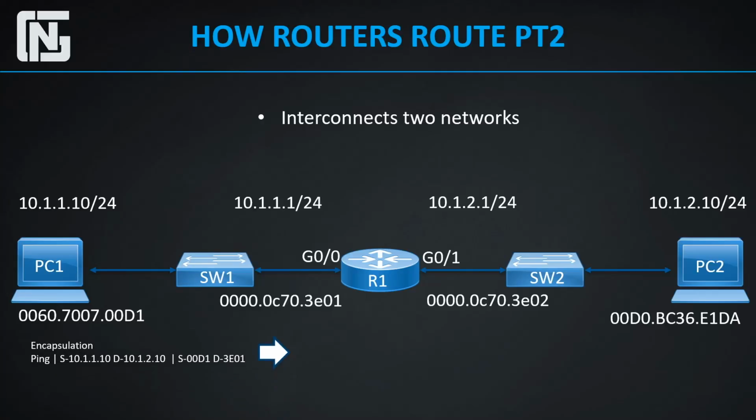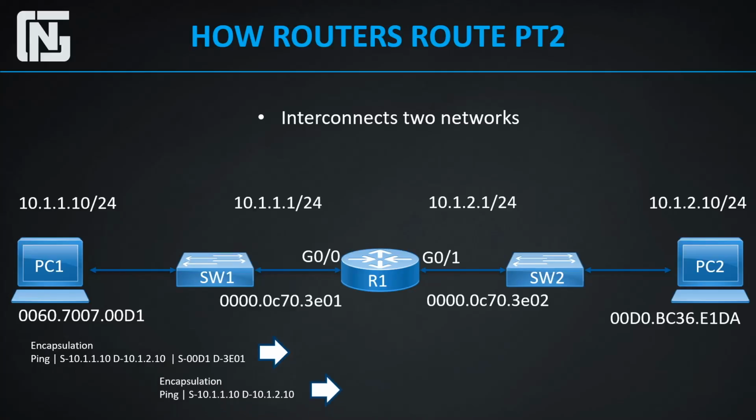We send the ping message out, and it goes from PC1 through switch 1 and is received by R1. Down here in the encapsulation portion, we have the ping, which is our payload, the source IP address, and the destination IP address. Notice that the destination IP address is the IP address of PC2, the source MAC address is that of PC1, and the destination MAC address is that of R1's Gig0/0 interface. So we start forwarding the traffic.